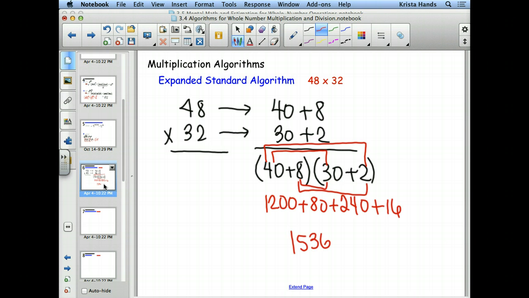So this feels kind of like algebra, but it's with numbers, which makes it a little bit less abstract for kids, because you're not dealing with A's and B's and things like that. Okay. I want to show you the next one, which is a visual way to do this now.